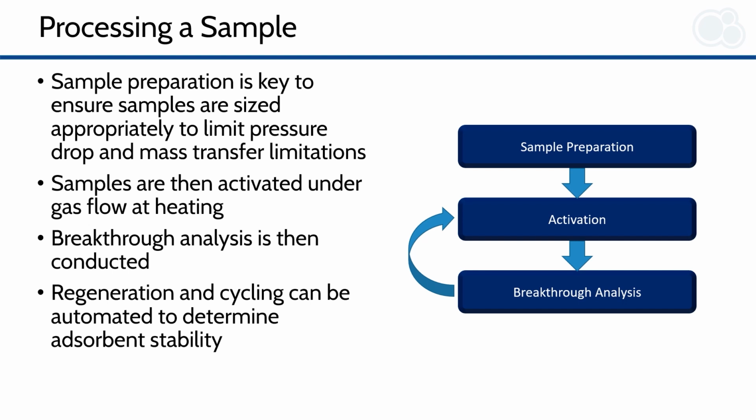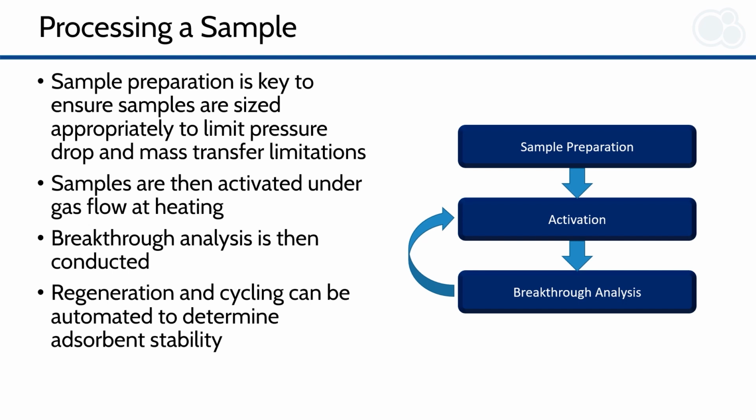Next we're going to talk a little bit more about processing a sample for breakthrough analysis. Sample preparation in general is key to ensure that you get good breakthrough results. Like all flow-through measurements, it's ideal to limit both pressure drop and mass transfer limitations. Since you have gases moving in a dynamic system, it's very important to ensure appropriate flow rates and no restrictions of flow. You also want to limit mass transfer limitations as much as possible and have appropriately sized particles to limit these effects.